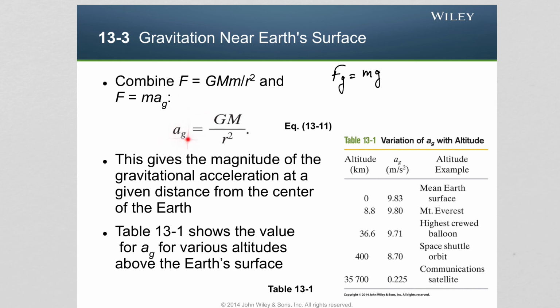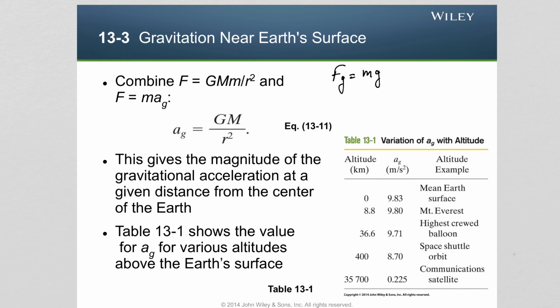So the gravitational acceleration is equal to the gravitational constant times the mass of Earth divided by the distance from the object to the center of the Earth to the second power. This gives us a formula that we can use to calculate the value of the gravitational acceleration at different distances from the center of the Earth. Here in this table, there are several different values for the gravitational acceleration given as a function of the distance from the Earth.